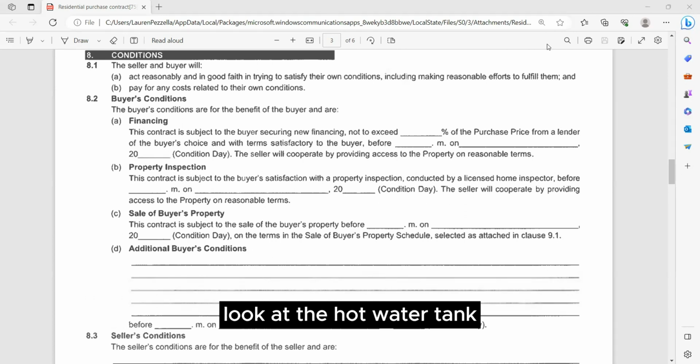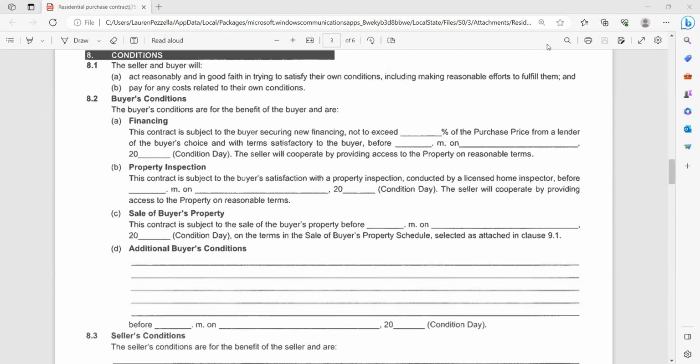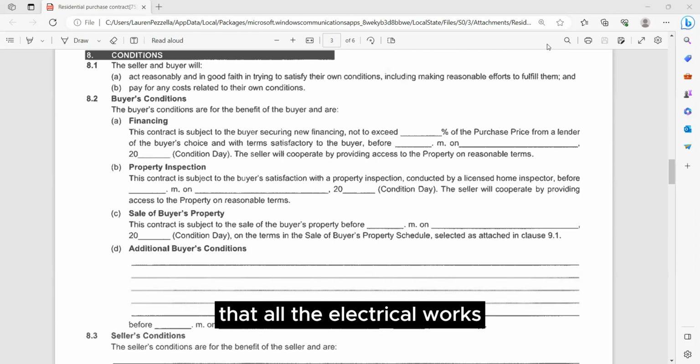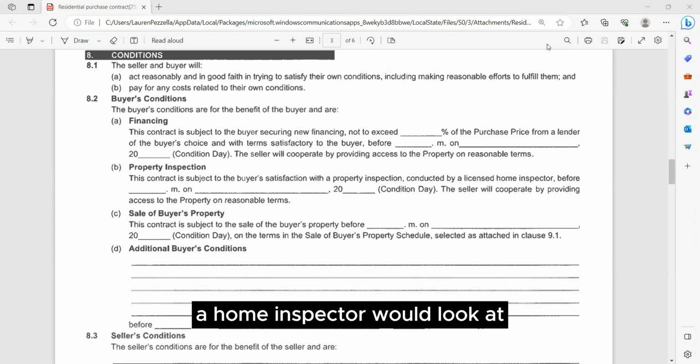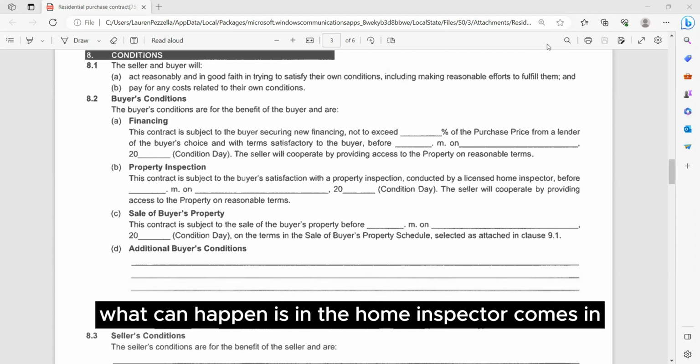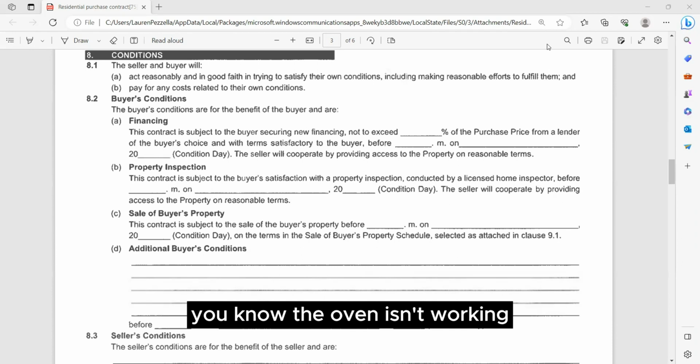Look at the furnaces, the hot water tank, the deck and how the pilings on the deck are. Look at the fencing, see if the fencing's coming loose. Look at all the electrical work, and check that the tap pressure and water pressure throughout the house are fine. Those are all things that a home inspector would look at to give you an idea of whether there is something there. And then frequently, the home inspector does an inspection and says, look, here are some things that are going to need to be improved. The oven isn't working.